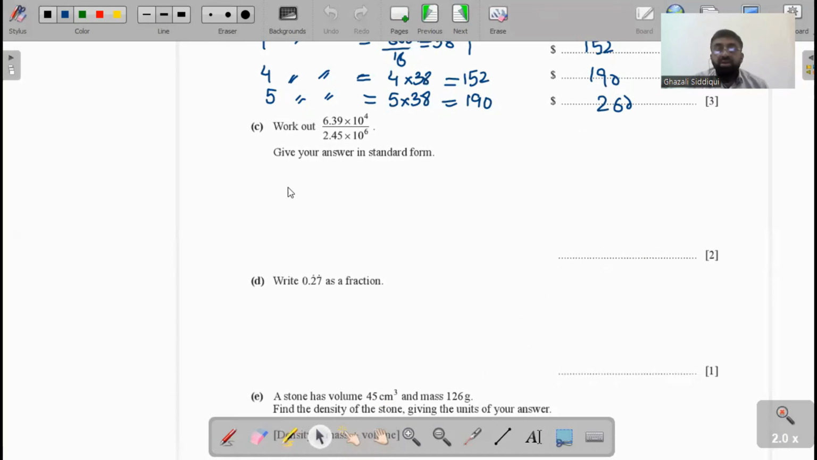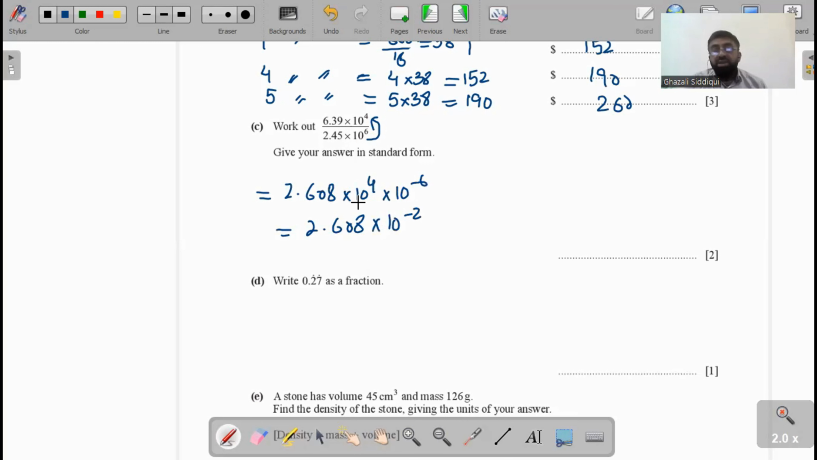2.608. We write it here as 2.608 multiplied by 10 to the power 4 as it is, and divided by 10 to the power 6. The power shifts from the denominator to the numerator, so that value becomes minus 6. Now we get 2.608 multiplied by 10 to the power minus 2.